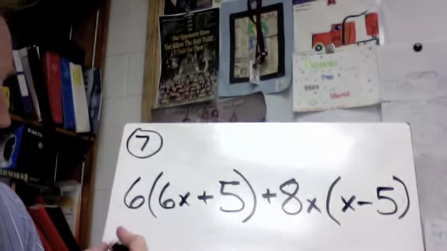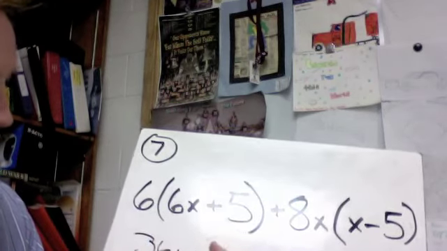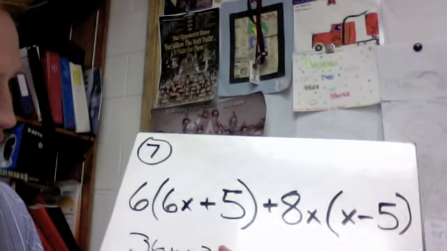Number 7. Looks like we got 36x. And then we've got a positive 30.